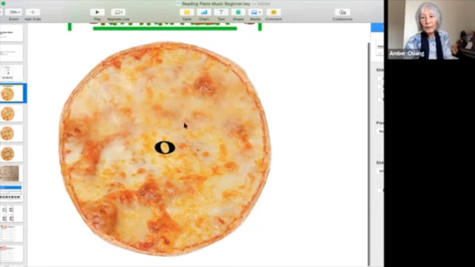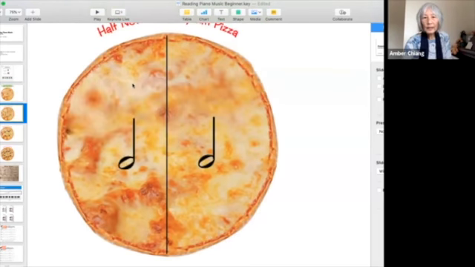So you can write this down if you want, so you can remember these notes. Next slide, we're going to cut the pie in half, and we have two halves. So how many people can eat a half a pizza or a half a pie?